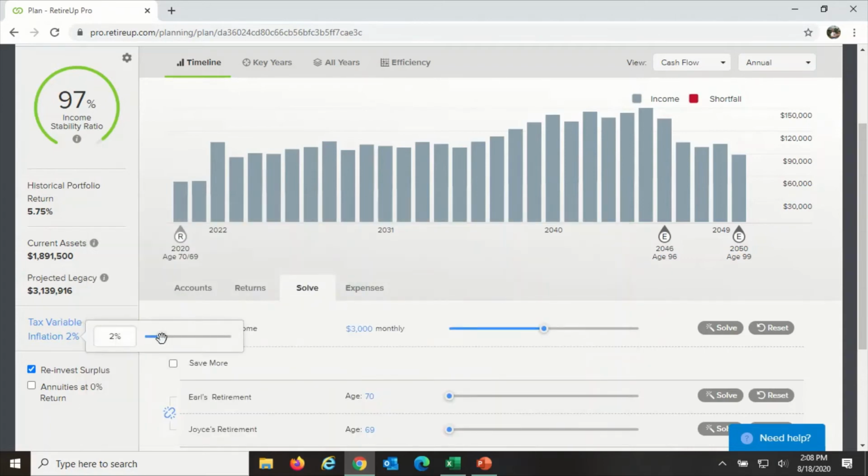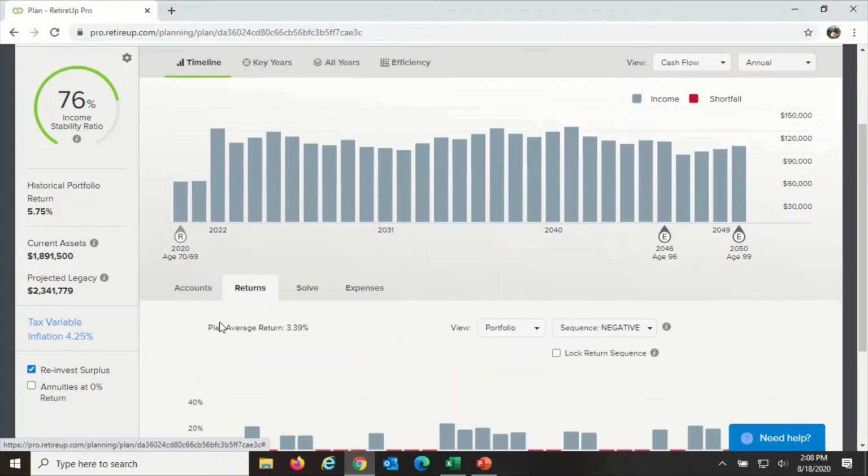We can also take those as scenarios, negative market sequence, increased taxes over time, and what if inflation increases a little bit as time goes on? So now we've added increased taxes, increased inflation, as well as less than favorable market conditions. And we can see how the legacy number has been affected.